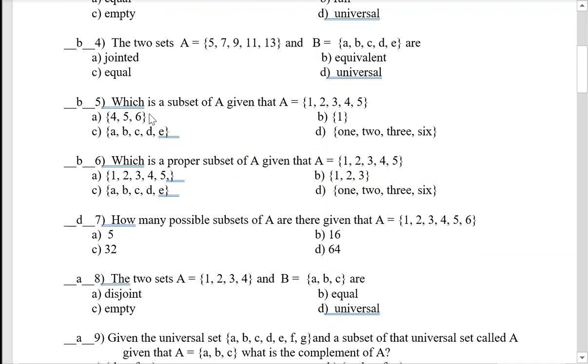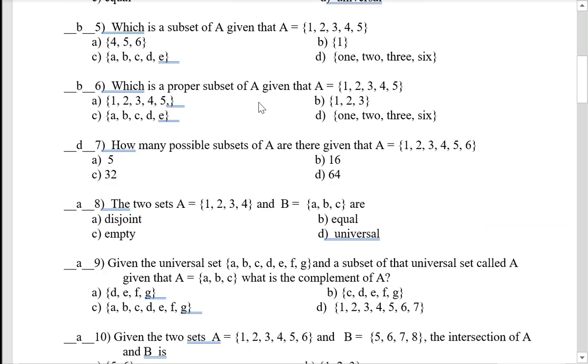And number 5, given that A is 1, 2, 3, 4, 5, so here we have 5 elements in this set, which is a subset? So that means a set that has these in it, or some of these. So let's look. 4, 5, and 6. No, that's not there. How about 1? So this set is mainly or totally made up of elements from up here. So we got 1. There's a 1 up here. That's not it. So B.